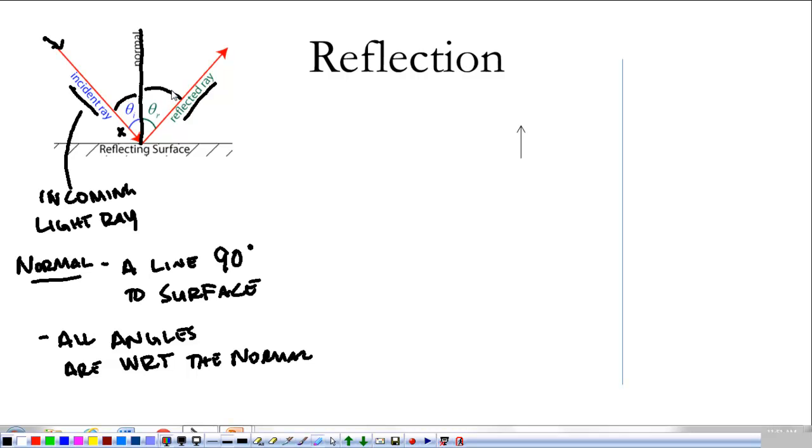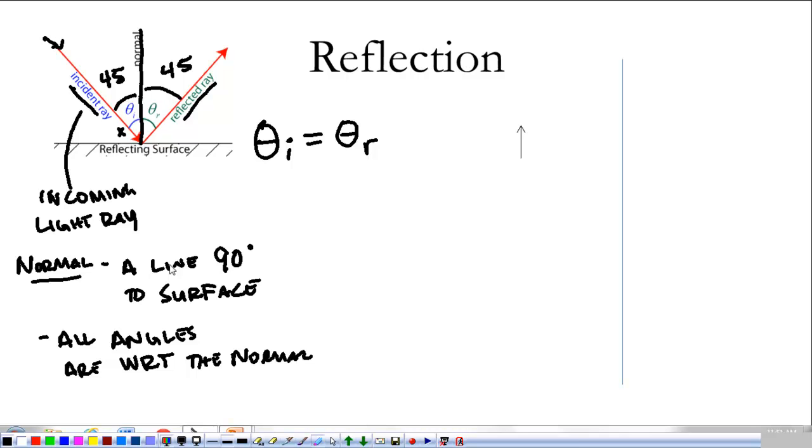This gets important when we talk about curved reflecting surfaces, and I'll show some of those in class, but it's reflection with respect to the normal. And for reflection, we have that the angle of incidence has got to be equal to the angle of reflection. If this thing comes in at 45 degrees, guess what? It has to leave at 45 degrees. That's how all reflection works.